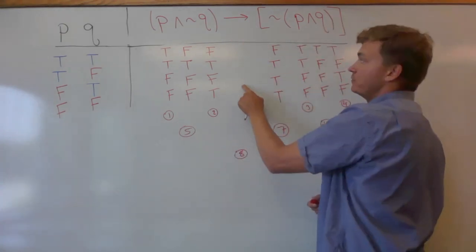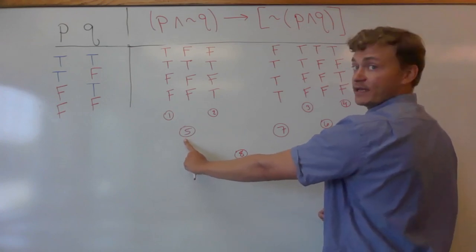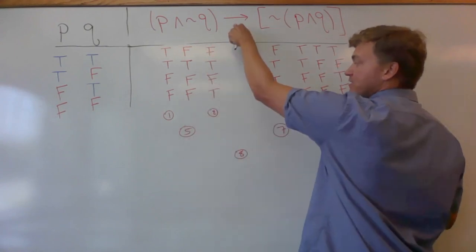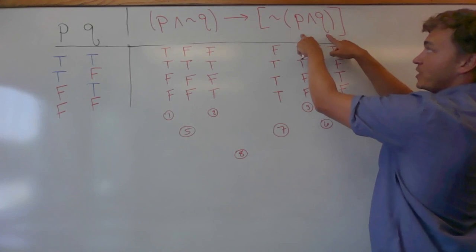Our conditional column is going to say take column 5. Right? Our and connective is what's bringing all this together. This implies this. The negation is what's bringing all this together, right? We found P and Q.